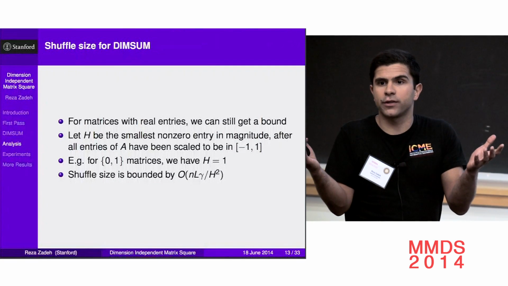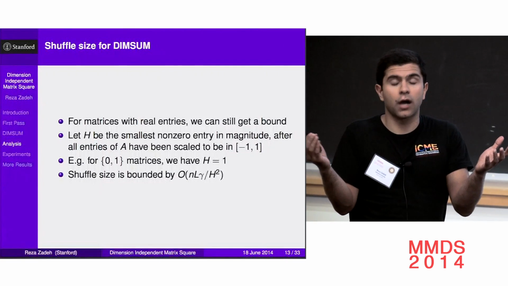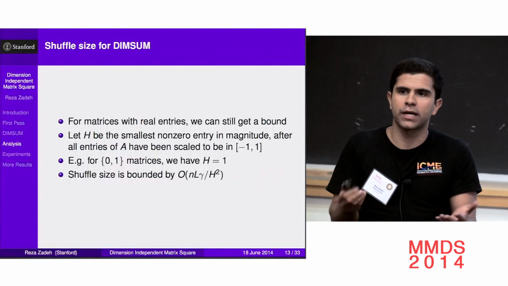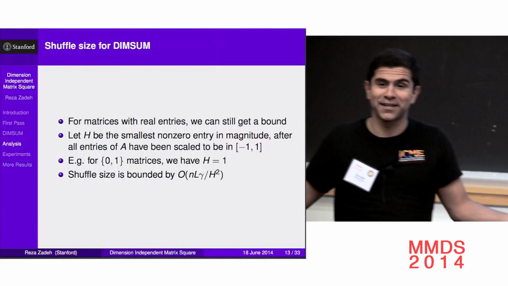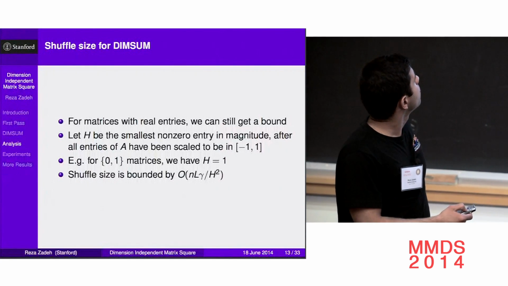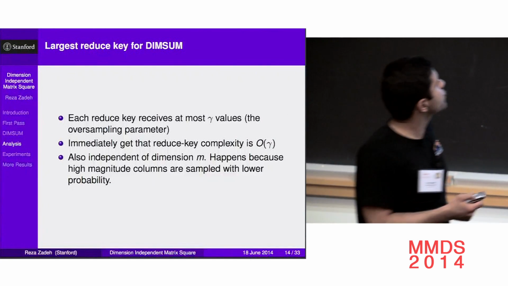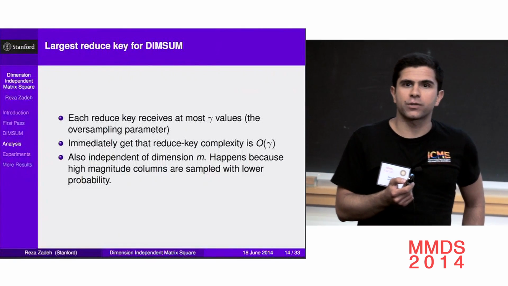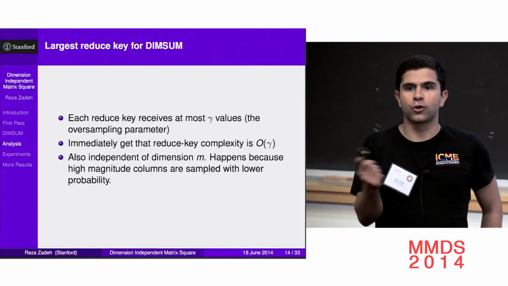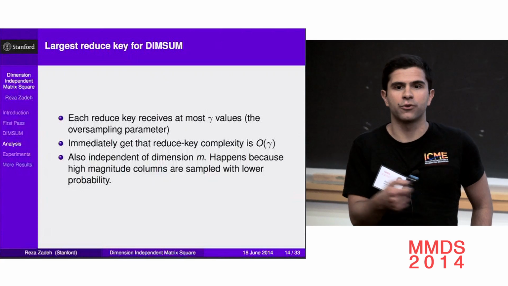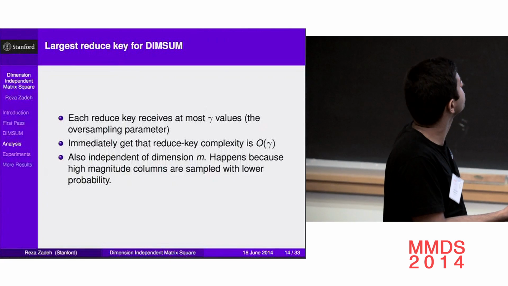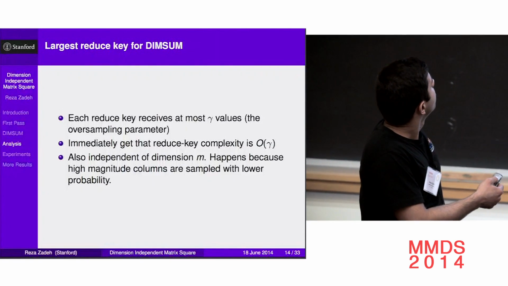For 0, 1 matrices, that's fine, because h is equal to 1 there. If all the entries are either 0 or 1, the scaling does nothing because all of them are already between -1 and 1, and then the smallest magnitude that is non-zero is 1. Okay? And the largest reduced key happens very trivially. The proof for that is a one-liner. It happens because cosine similarities are numbers between 0 and 1, and the normalization factor was gamma. So you can't get more than gamma things being sent to the reducer. So that proof is trivial. That's why I put it up.